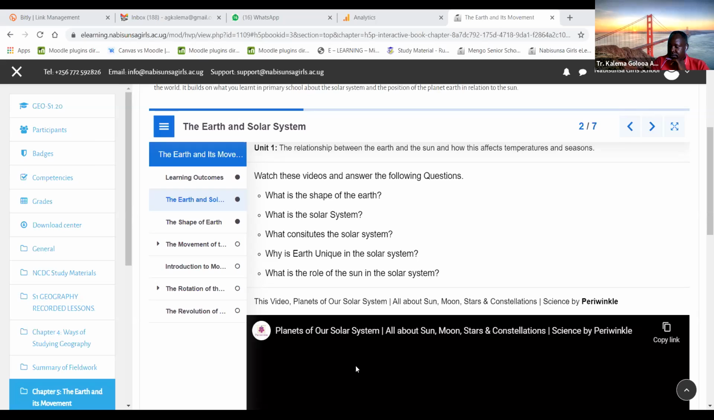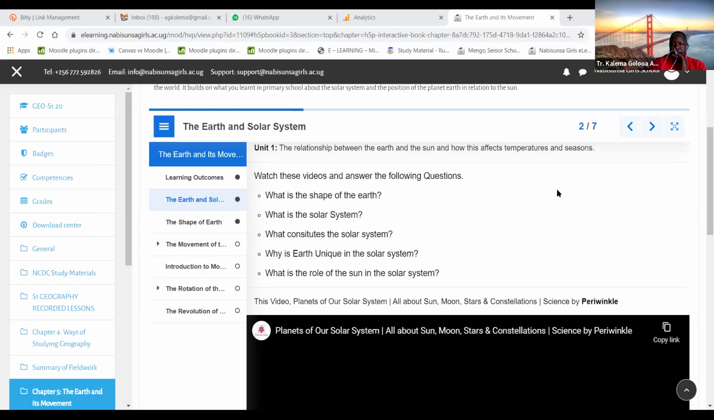The solar system is the gravitationally bound system of the sun and the objects that orbit it. I heard you say the sun and the objects that orbit around it.